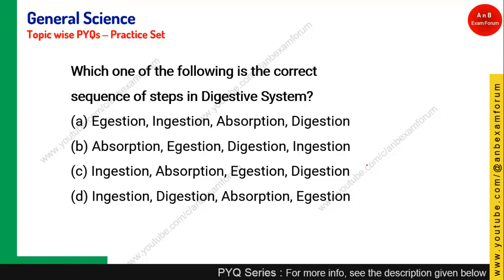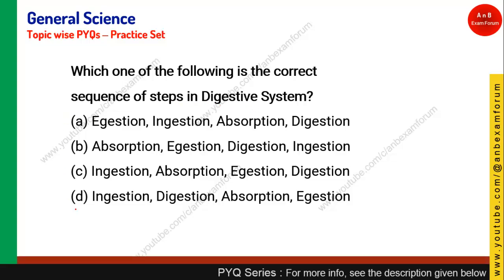The next question is, which one of the following is a correct sequence of steps in the digestive system? Okay, and you have all these four options. A very simple one. Yes, those who have given option D, they are right. The digestive sequence is like this.